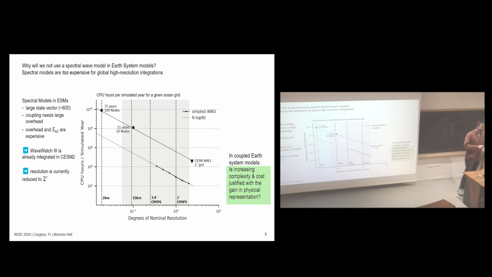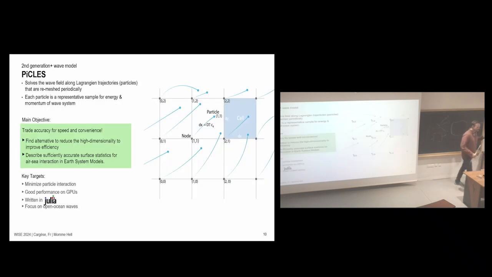Or C, you can't do that at NSF NCAR right now. And so you have to come up with a different solution, right? You have to be smarter, and that's what we try to do here. So that's why I invented the second generation plus model. It's called PiCLES, and it solves the wave action equation along Lagrangian trajectories, these blue lines here, and then regrids periodically. And each of these Lagrangian samples is a representative sample of the wave.